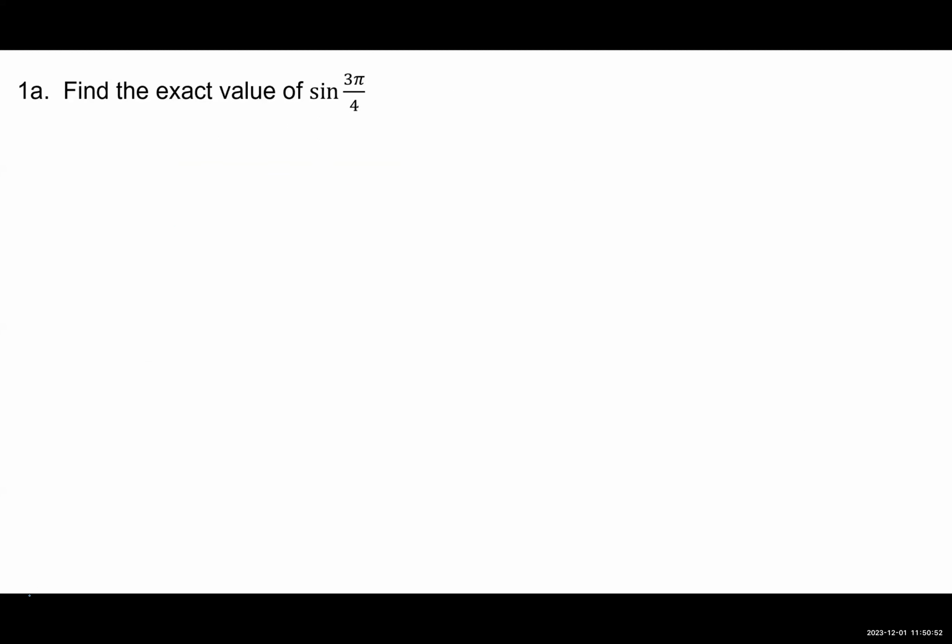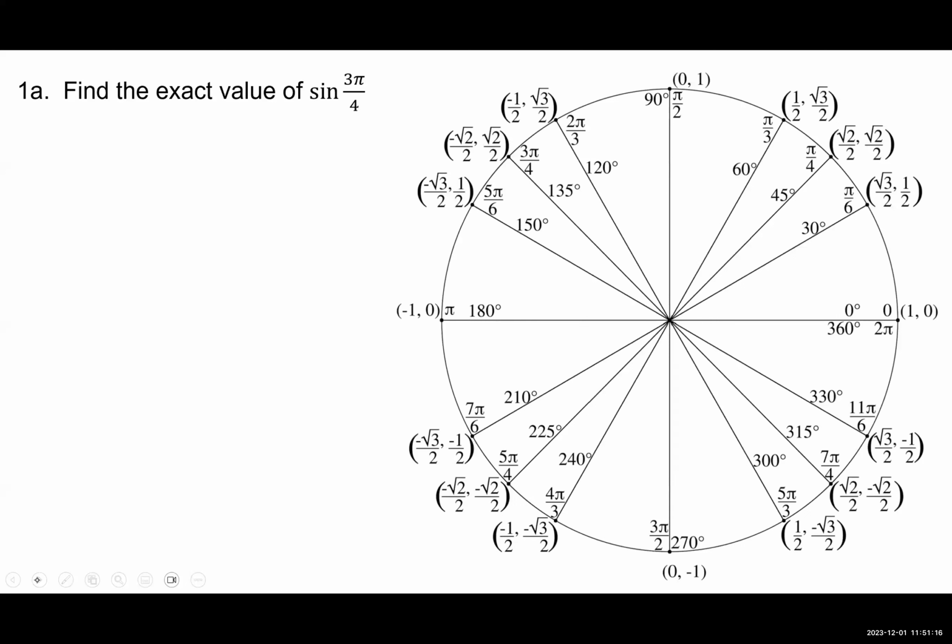Okay, so we'll start off with a little bit of a review. Find the exact value of the sine of 3 pi over 4. So I'm going to be using the unit circle for the entirety of this video. I'm not going to be using triangles. Right, so to find the exact value of the sine of 3 pi over 4, we go to the unit circle. And on the unit circle, we find the angle of 3 pi over 4, right? And that puts us here at this terminal point.